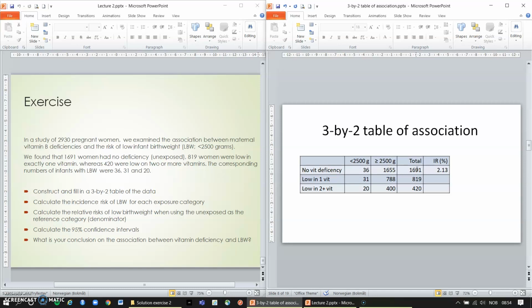In doing this, we find that the incidence risk of infant low birth weight for the first group is 2.13%. The incidence risk for low birth weight infant among women who were low in exactly one vitamin is 3.79. For those who are low in more than one vitamin, the incidence risk for infant low birth weight is 4.76.